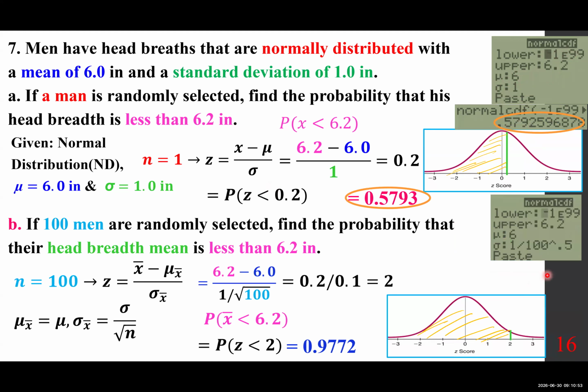And for this one, use the same thing. The difference is the sigma. So when you compare these two, the difference is sigma. Sigma of x bar is sigma over square root of n. And that's why you have a different answer here. So I hope everybody is okay with that. We're going to move on.